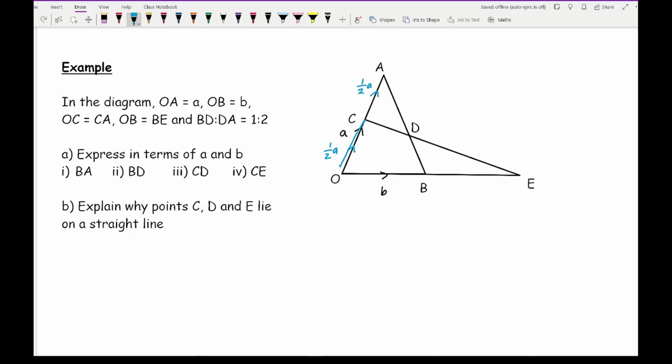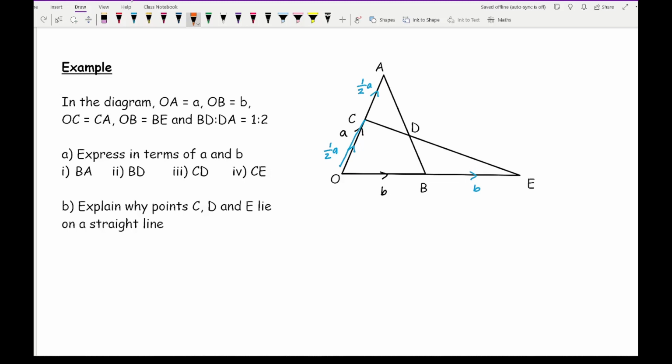And OB is equal to BE. So if this is B, then this is also going to be B. And it says that BD to DA is in the ratio of 1 to 2. So the question is asking us to work out what B to A is. So let's first of all work out what B to A is.